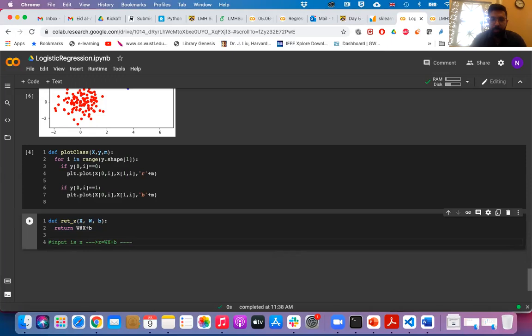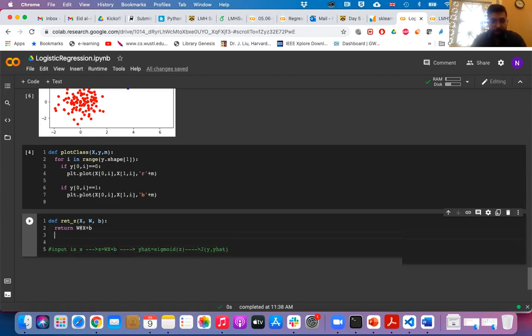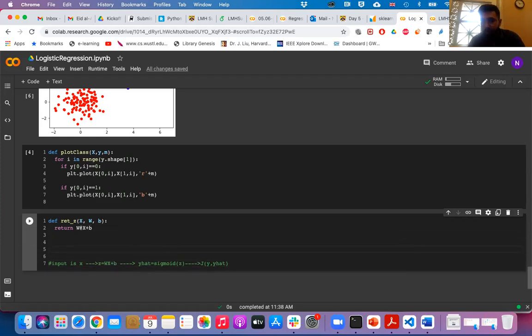Then we do y hat, which is sigmoid of z, and then we have loss j, which takes in y and y hat. Okay, so the first part is done. We have the z function.